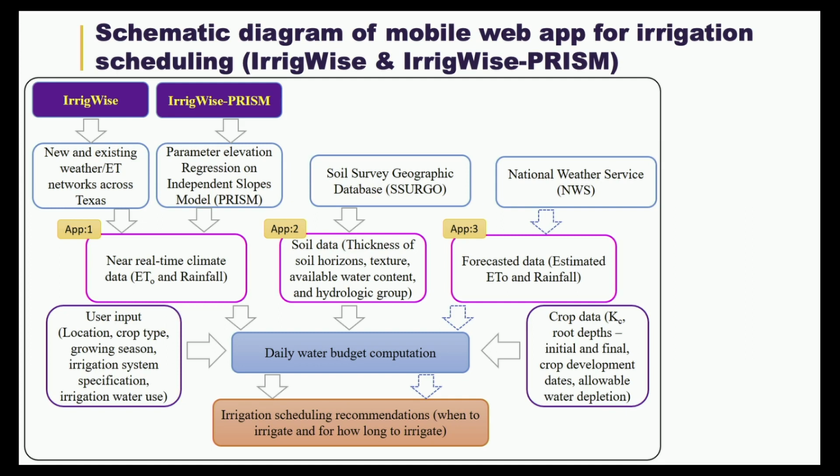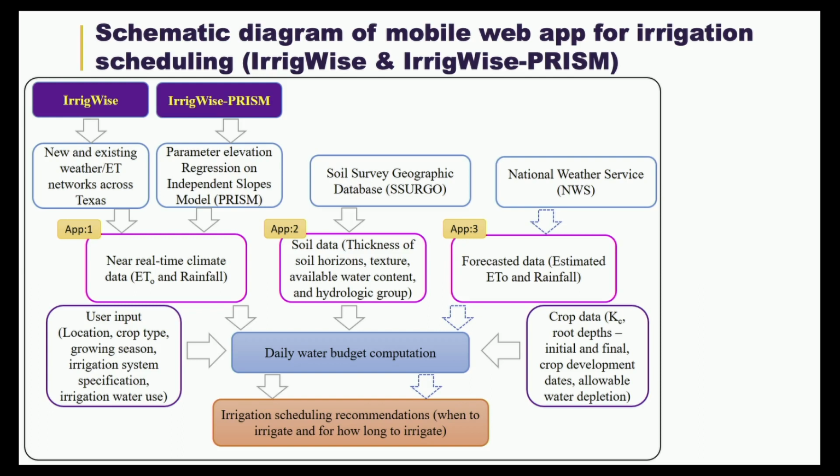As I already mentioned, the main difference between IRRIGWISE and IRRIGWISE Prism is just the weather data. In IRRIGWISE, it is based on observed data in different weather networks. And IRRIGWISE Prism uses gridded climate data from Prism. And then we have the soil database from the surrogate soil database. Then the weather data is the forecasted weather data from the National Weather Service.